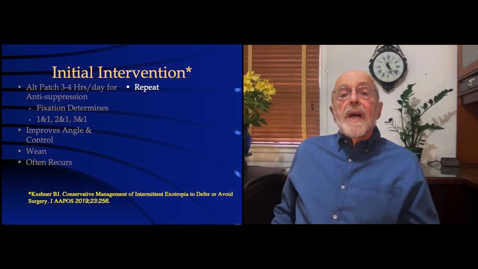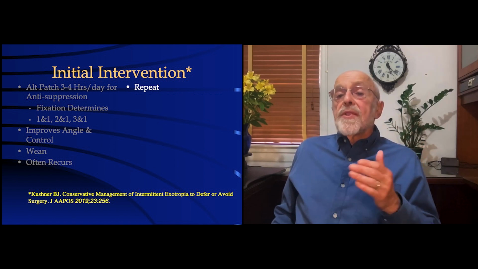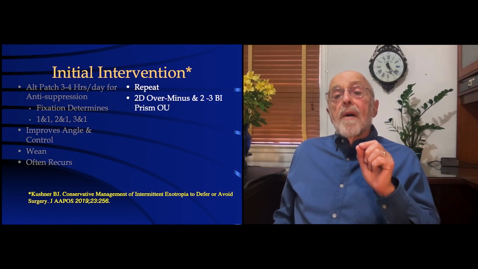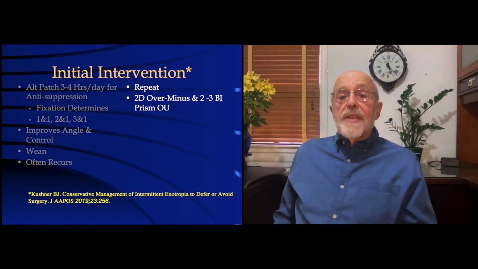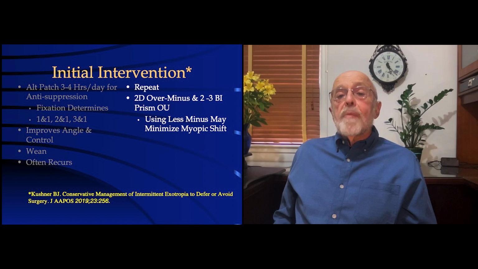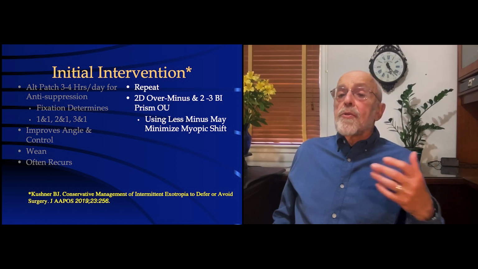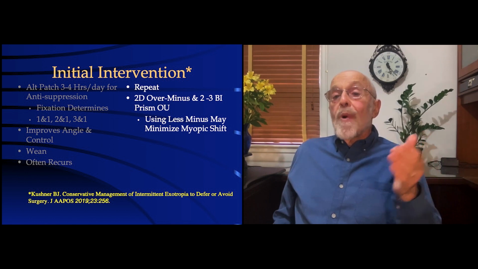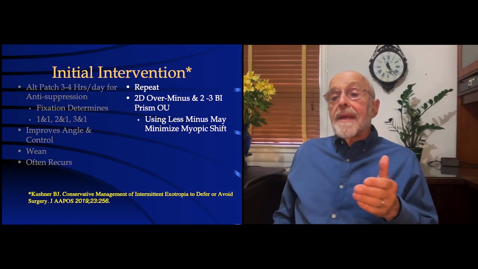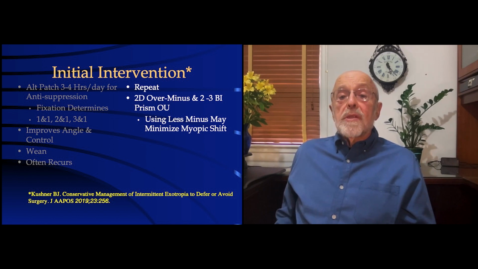If it recurs, I'll repeat the same intervention, but this time when I taper them, I will over minus them by 2 diopters and put 2 to 3 prism diopters base in each lens in their glasses. Now, I know there was a recent PEDIG study suggesting over minus for intermittent exotropia can cause myopia. I actually looked at my own patients and found that not to be the case. I don't know if it's because I only used 2 diopters of over minus. The PEDIG study used 3, and I make up for that 1 diopter I'm not over minusing by the 4 to 6 of base in prism total that I'm using.